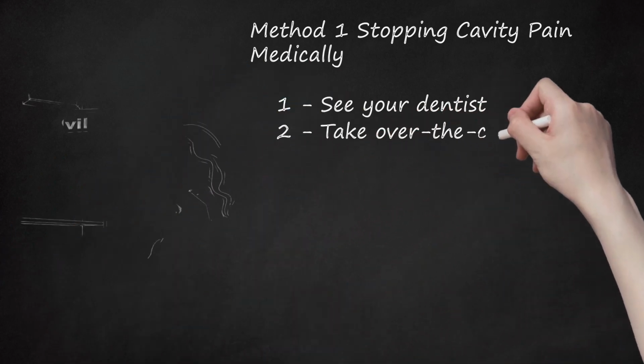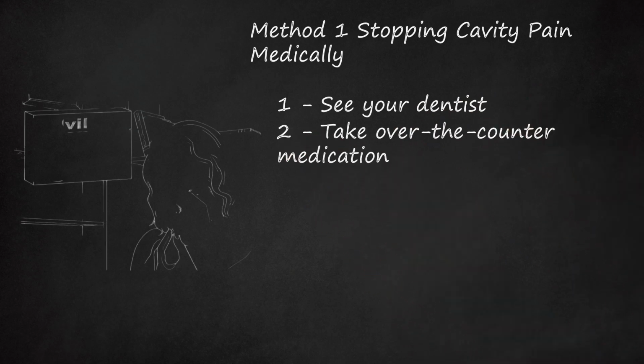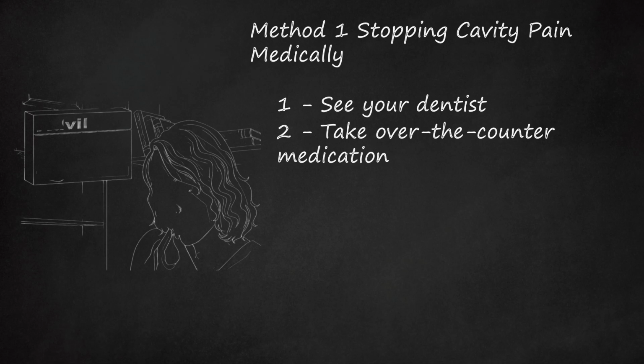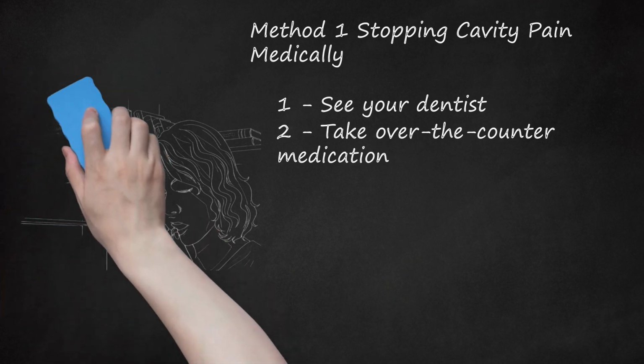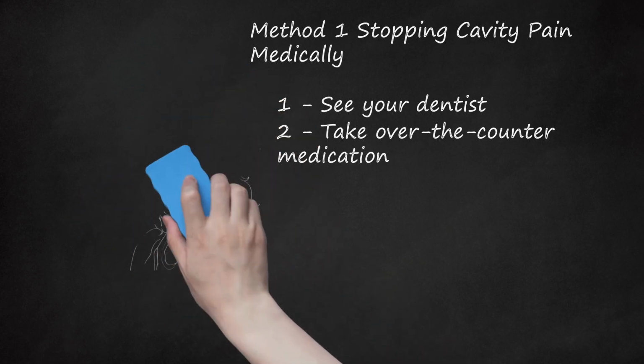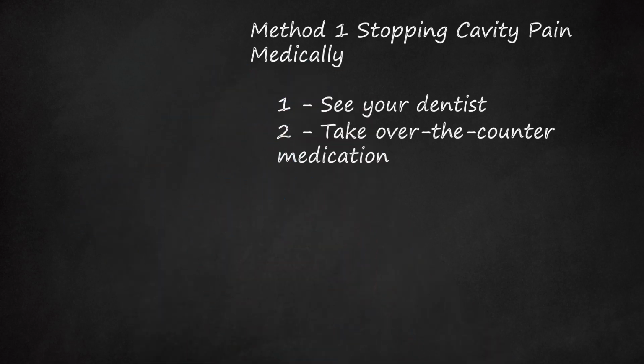2. Take over-the-counter medication. If your tooth or gum aches because of a cavity, taking over-the-counter pain relievers may help reduce the pain. You can take ibuprofen, Advil, acetaminophen, Tylenol, naproxen, Aleve, or aspirin. Follow the dosage instructions on the label. Make sure not to let aspirin dissolve on the tooth or gum. This may harm your mouth and teeth.